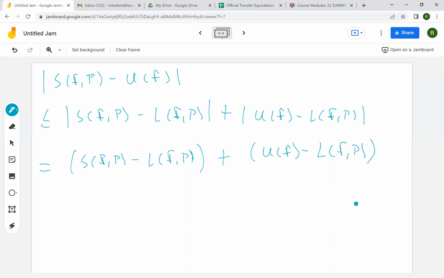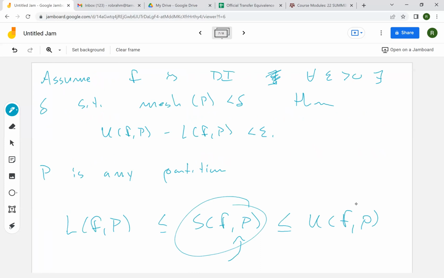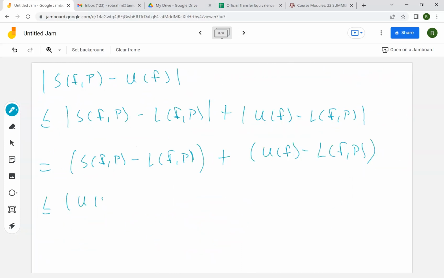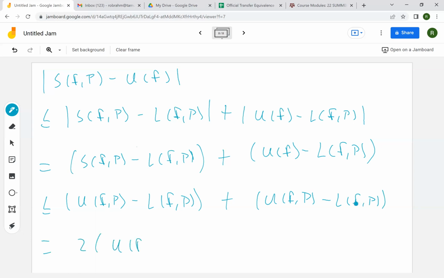Okay, so now notice that S(f,P), again by this inequality, is less than or equal to U(f,P). So this is less than or equal to U(f,P) minus L(f,P). And U(f) is the infimum of all of the U(f,P)'s, so U(f) is less than or equal to U(f,P) for any partition, in particular the one that we're interested in. And now this is just equal to 2 times U(f,P) minus L(f,P). But U(f,P) minus L(f,P) is less than epsilon, so this is less than 2 epsilon.